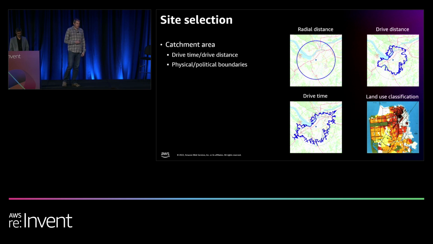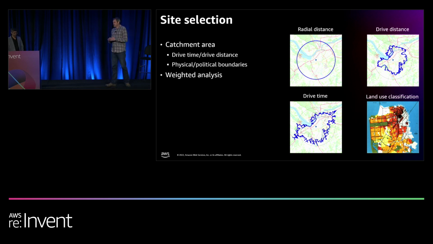So additionally, we can use pre-existing data, physical and political boundaries such as land use classification, city and county boundaries, zip codes, zoning areas, which can also be part of how we define our selection area before we start the site selection process. Another aspect of the site selection process is called weighted analysis.